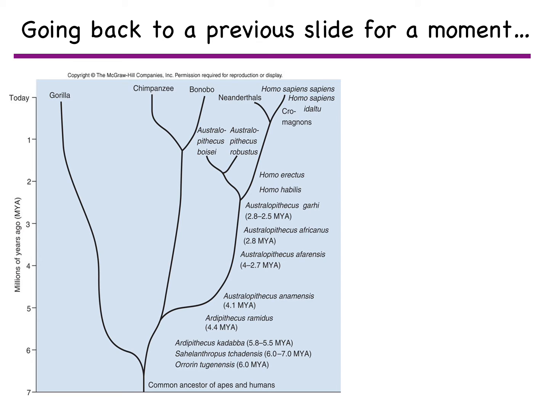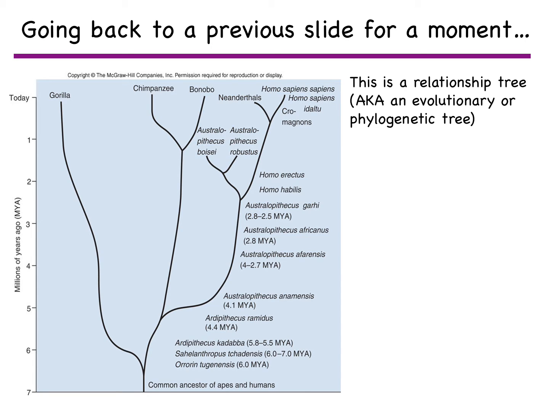All right, let's go back to a previous slide for a moment, because I used this and I made an assumption you understood what this is. This is basically a relationship tree. It has other names as well. It can be called an evolutionary or a phylogenetic tree as well. I think probably most people are familiar with these. You've seen these before. I think I may have actually even presented some of these in the class before today as well.